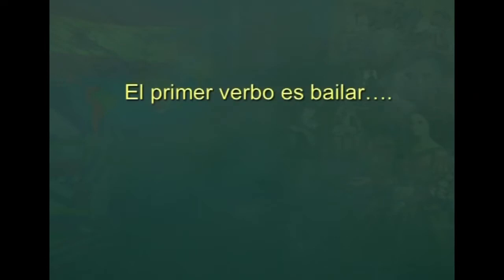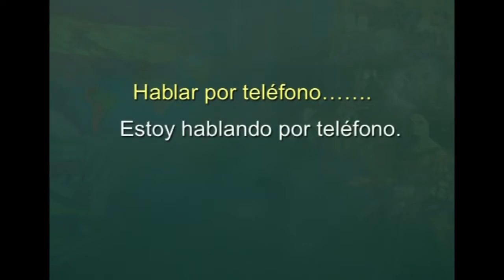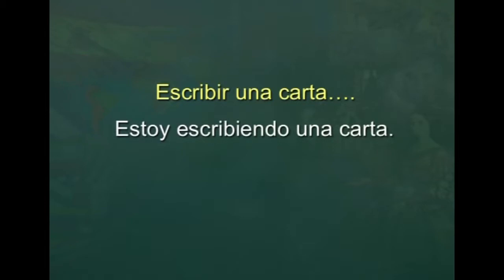El primer verbo es bailar. How did you reply with bailar? Did you say estoy bailando? Sí. Excelente. Continúa. Continue. The next theme is hablar por teléfono. Así es. Estoy hablando por teléfono. Perfecto. Let's continue. Next verb is escribir una carta. You may know that escribir is an IR ending verb and the conjugation of this type of verbs are different. So you say, estoy escribiendo una carta.